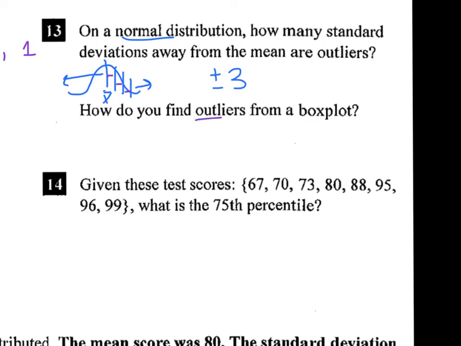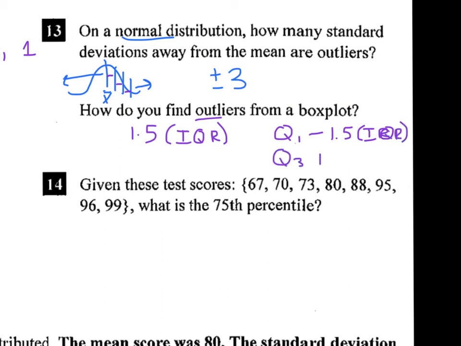The rule for finding outliers from a box plot is 1.5 times the IQR. So the IQR is how wide the box is, the interquartile range. So you take that number and you subtract it from Q1. This is right from your formula sheet, it's 1.5 times the IQR, and you add it to Q3. So if it's further away than 1.5 times the interquartile range. The IQR is Q3 minus Q1. That's how you get that number.